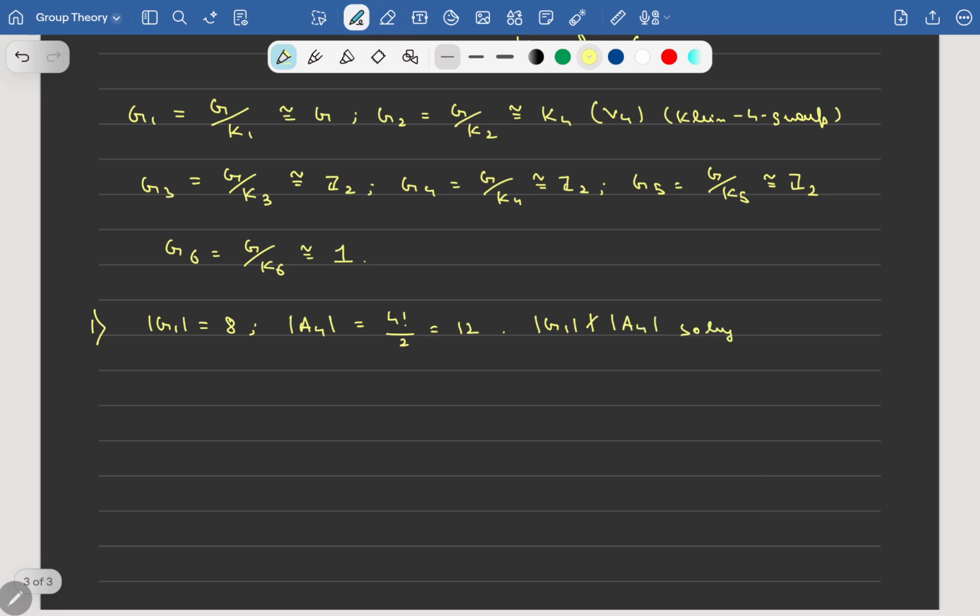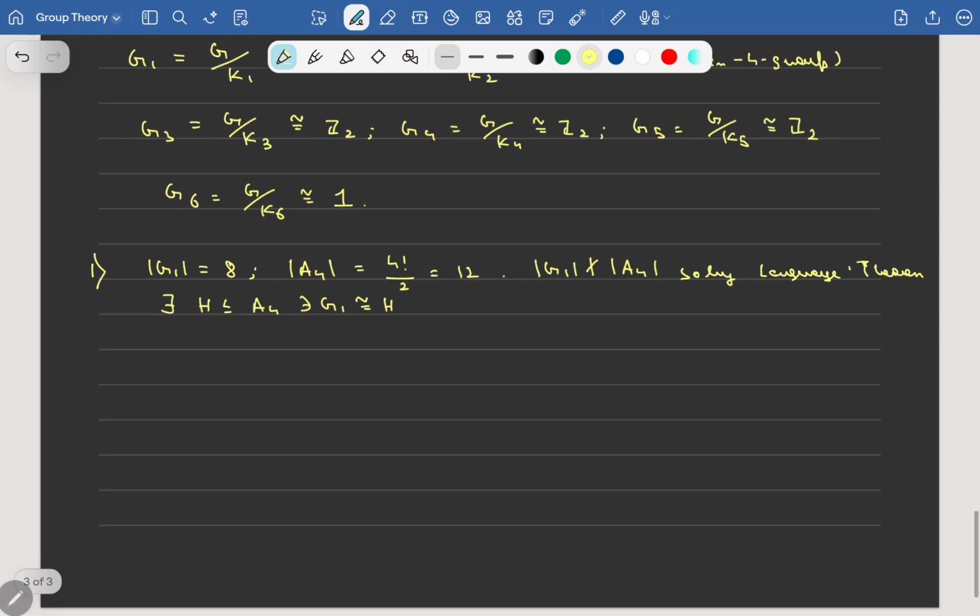So by Lagrange's theorem, there cannot exist a subgroup H of A4 such that G1 is isomorphic to H. Otherwise, if it's isomorphic to H, the order of H would be the same as the order of G1, which is 8, but 8 does not divide 12. So this can't be true. So this case can't be true. So you got an example of when the case fails.